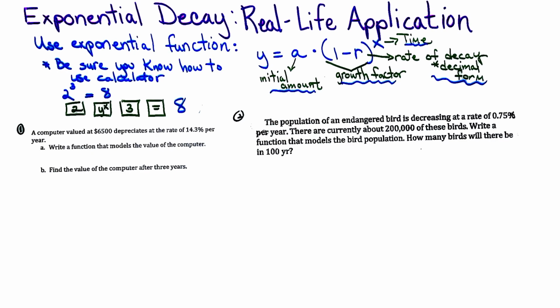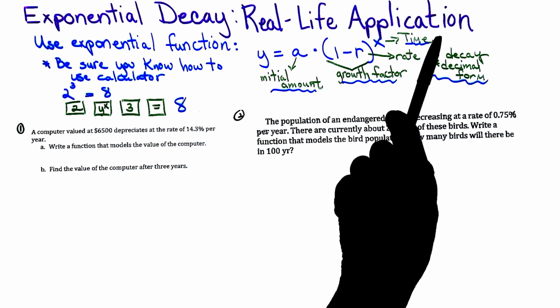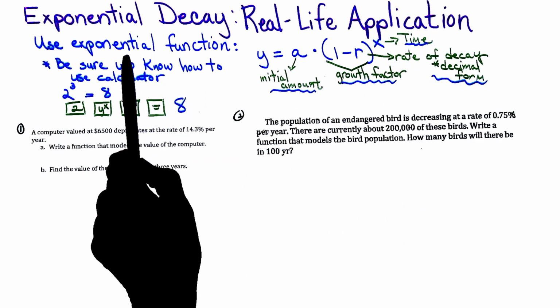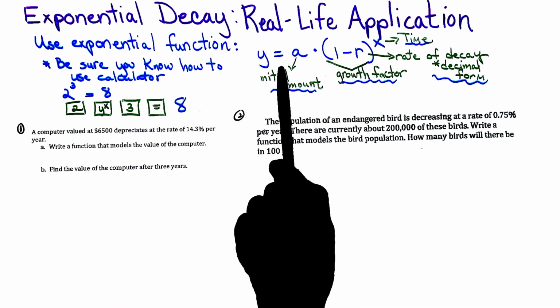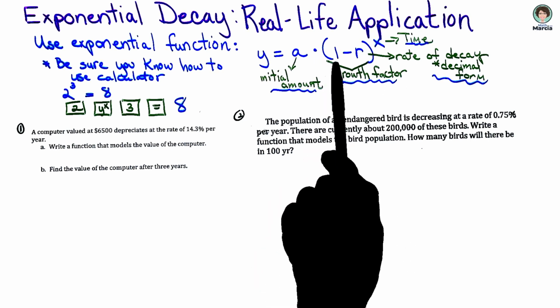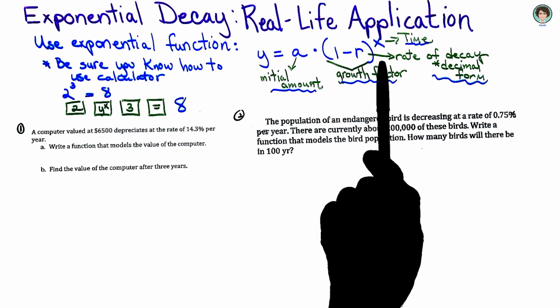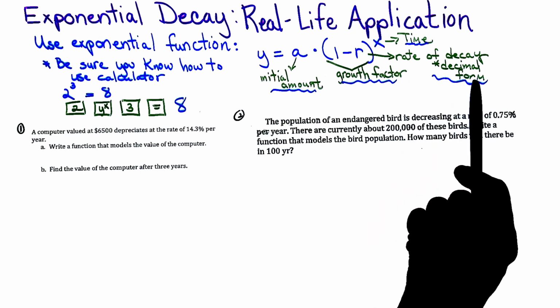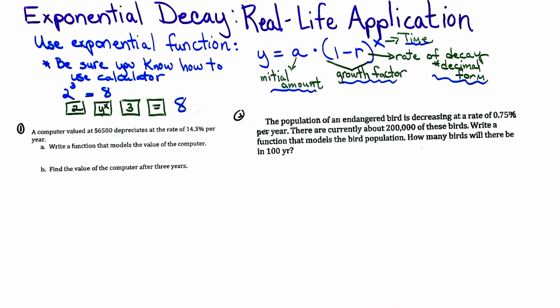For this lesson, we're going to be looking at exponential decay and its real-life applications. So the function that we're going to be using, the exponential function, is almost the same as exponential growth. It's y equals a, your initial amount, times your growth factor, which is 1 minus, notice it's a minus since it's decay, r, and that rate must be changed to a decimal, times x, which is your time in years. So let's look at what you must be able to get in your calculator.